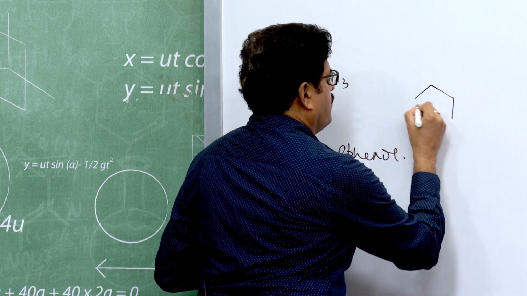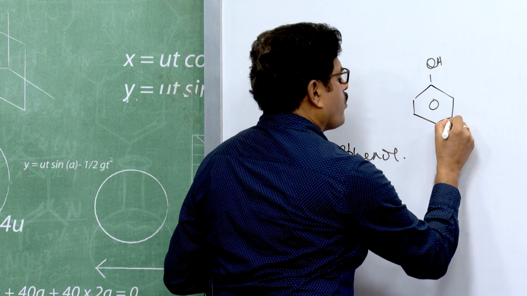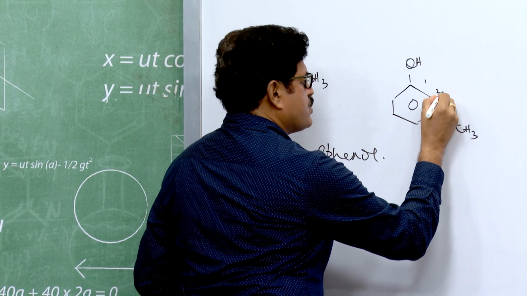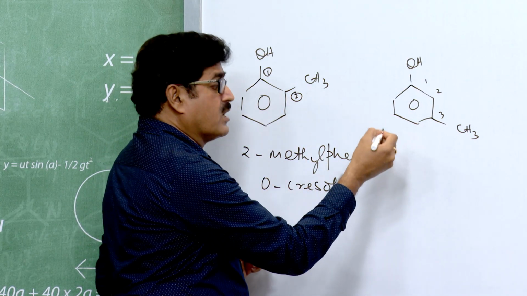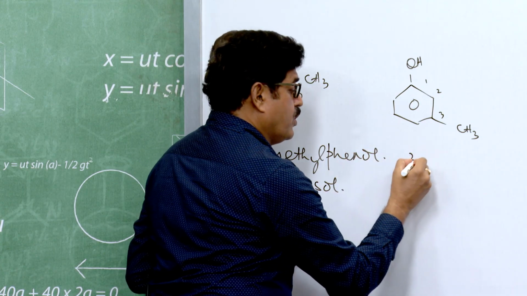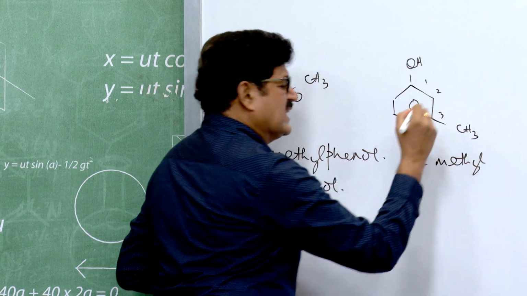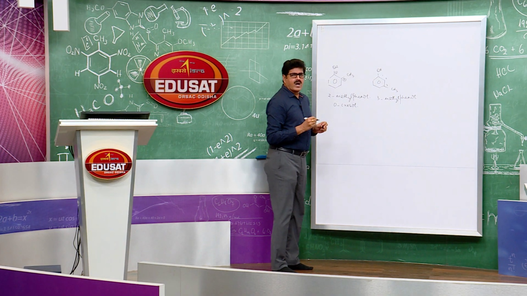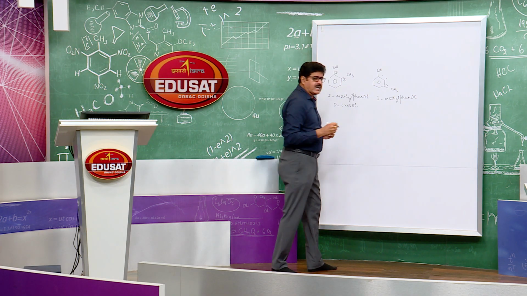It is popularly known by this name. Then the meta-isomer, it is 1, 2, 3. So, on the third carbon methyl is present. So, the locant is 3 and the substituent name is methyl, 3-methyl phenol, and it is very popularly known by this common name, metacresol.